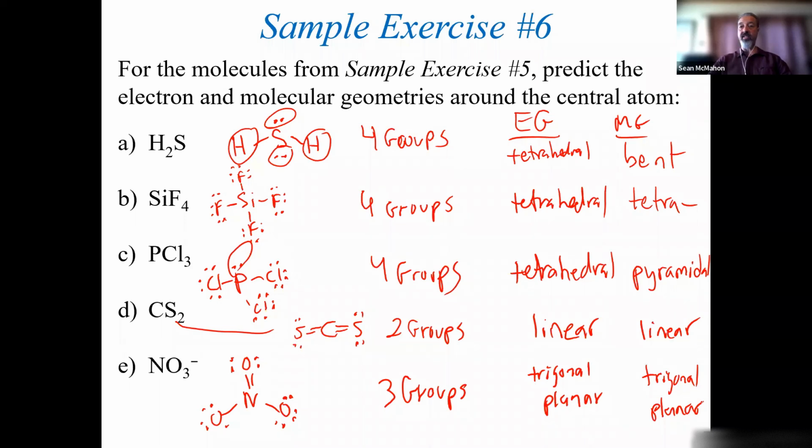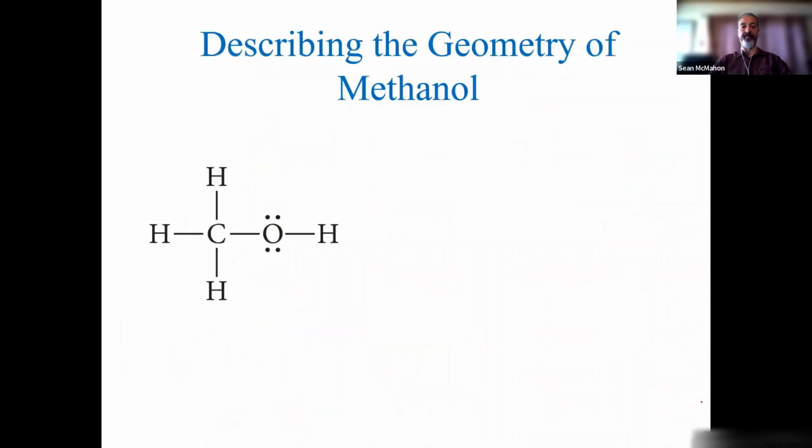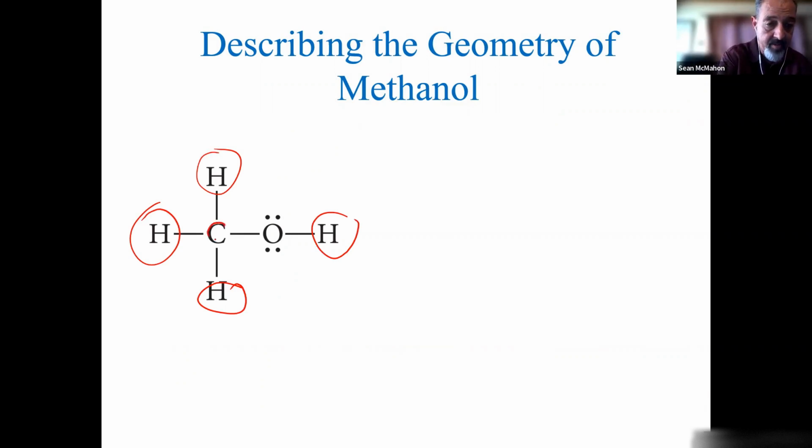There's sample exercise number 6. What happens if there's more than one central atom? Because remember, I was drawing acetic acid and things like that. That does happen. So now I have to look at each individual atom. So what are my central atoms? Well, all the hydrogens are on the exterior. See how there are only single bonds on the outskirts? So that means I have 2 central atoms. I have this carbon and I have this oxygen, okay?